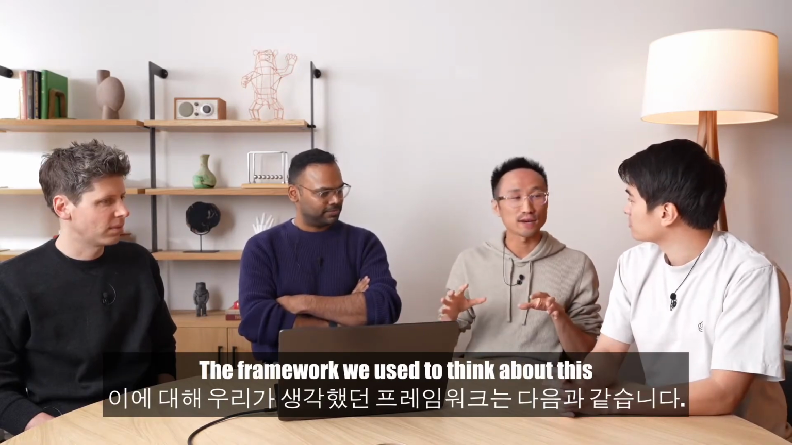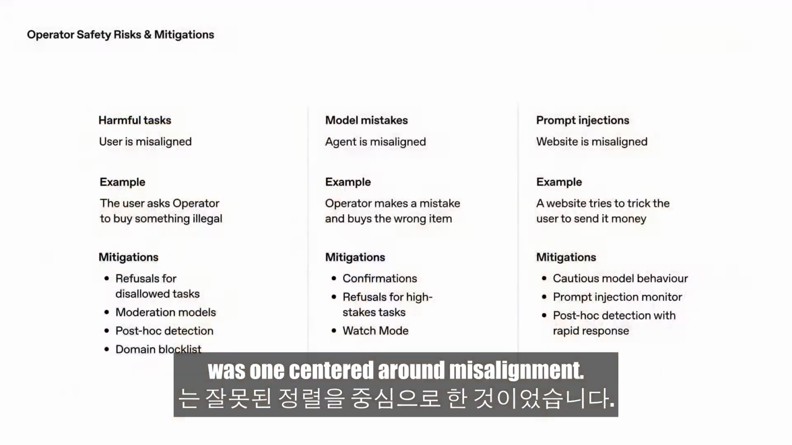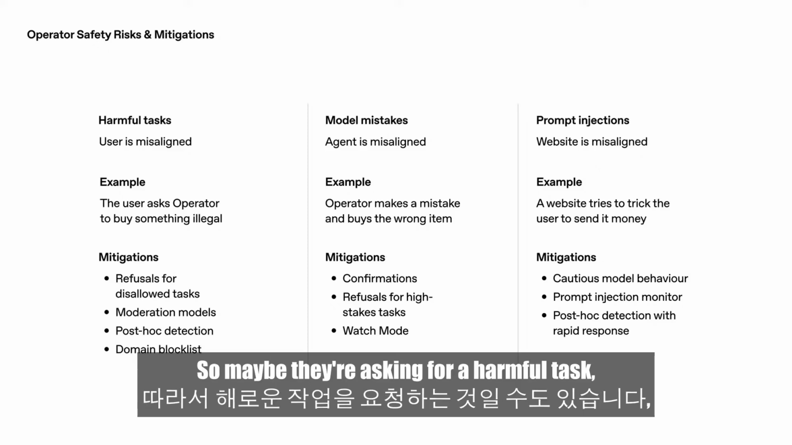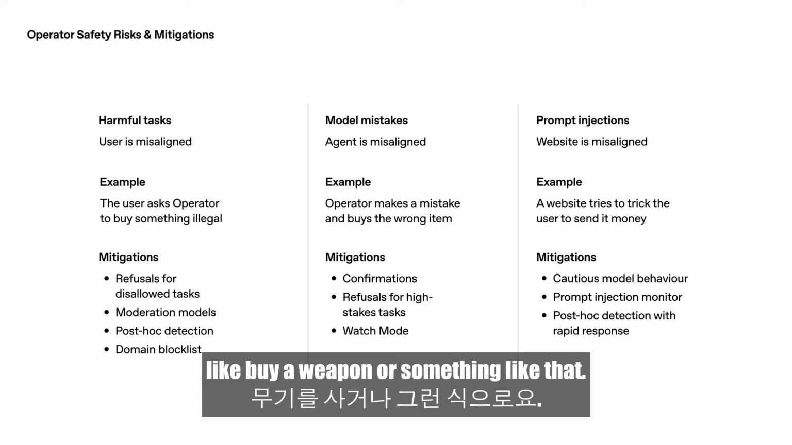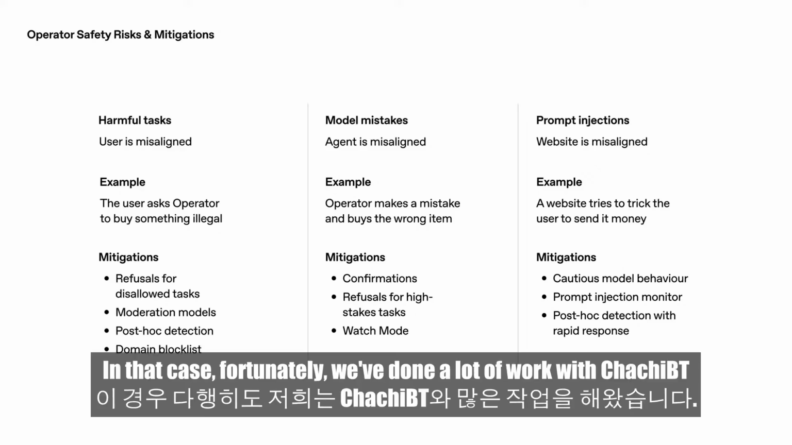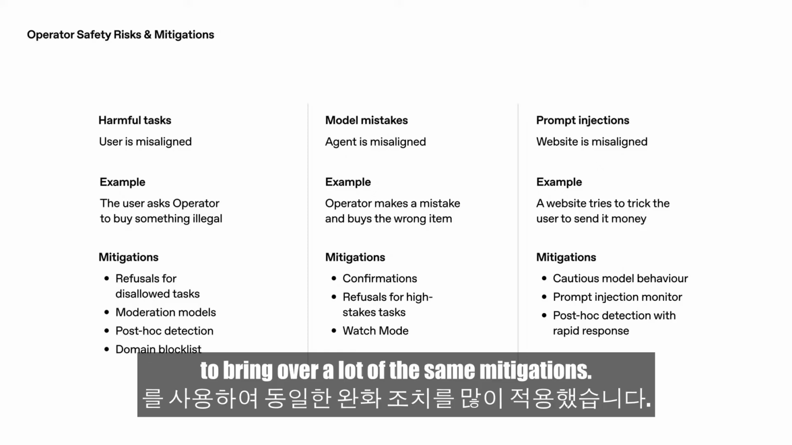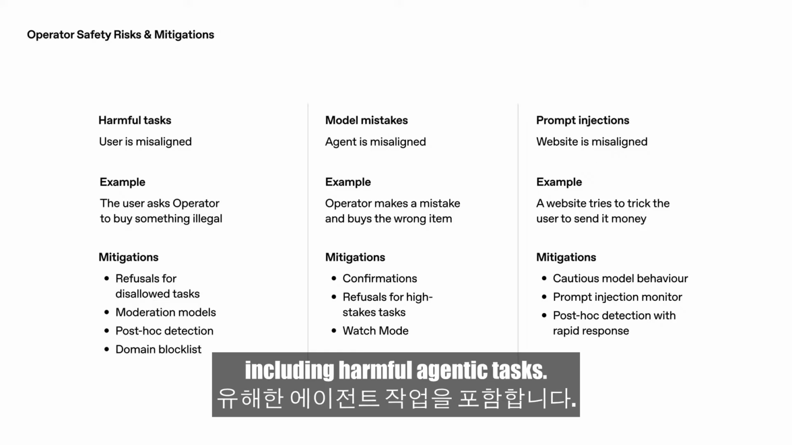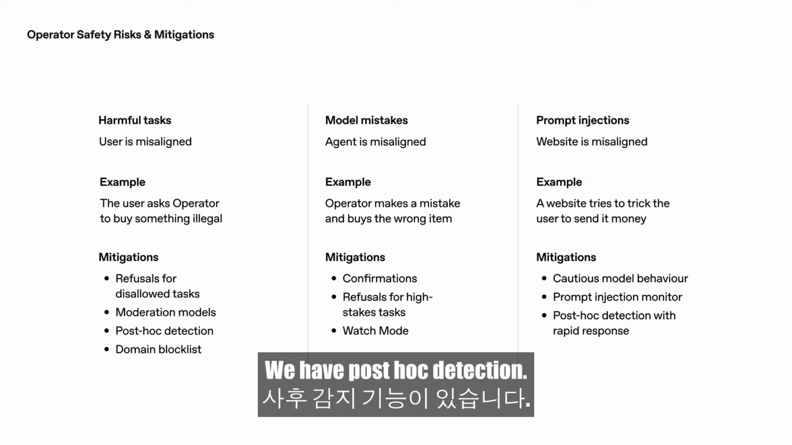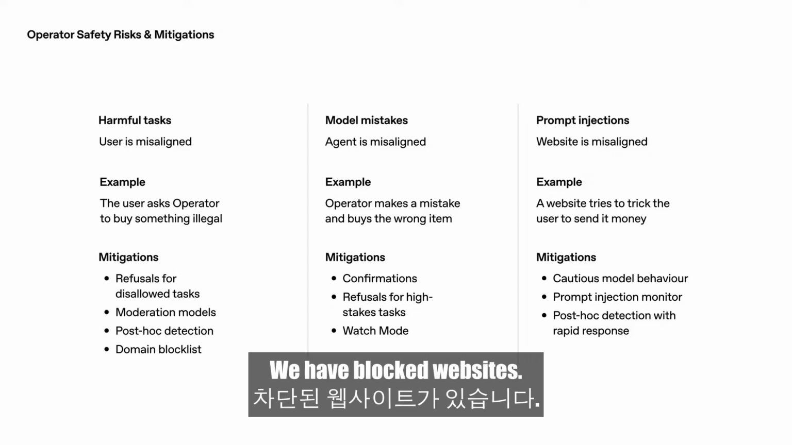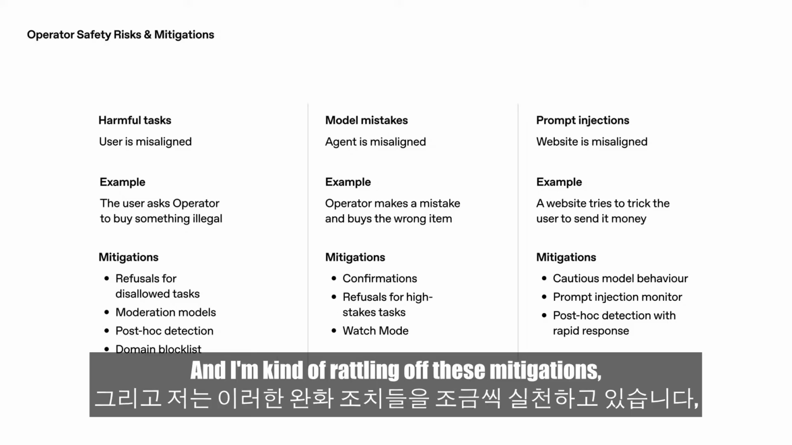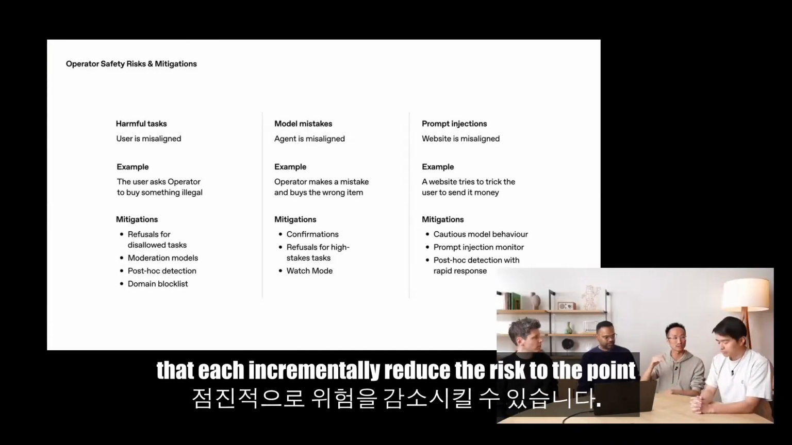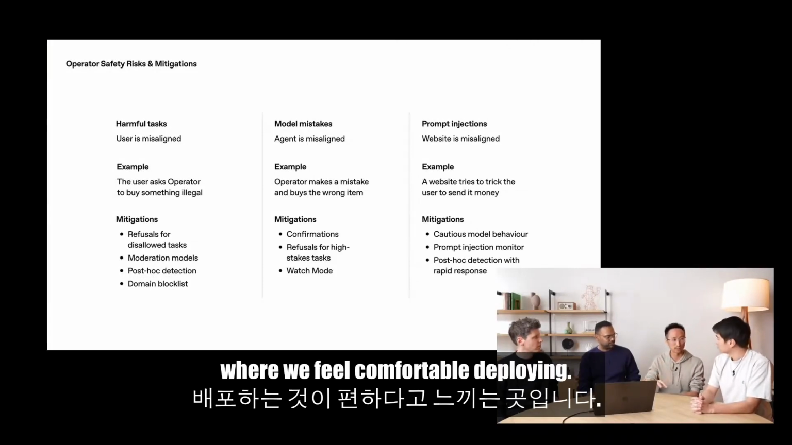The framework we used to think about this was one centered around misalignment. So for example, what if the user is misaligned? So maybe they're asking for a harmful task, like buy a weapon or something like that. In that case, fortunately, we've done a lot of work with ChatGPT to bring over a lot of the same mitigations. So for example, we refuse harmful tasks, including harmful agentic tasks. We have moderation models, we have post-hoc detection, we have blocked websites. And I'm kind of rattling off these mitigations, but that's really how we think about it. It's this stack of mitigations that each incrementally reduce the risk to the point where we feel comfortable deploying.